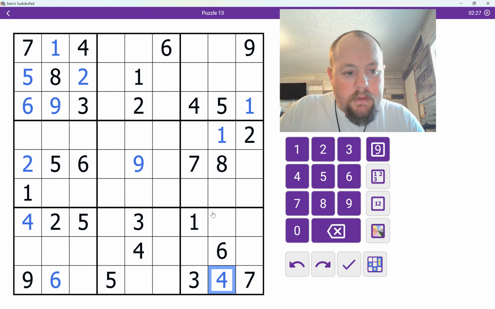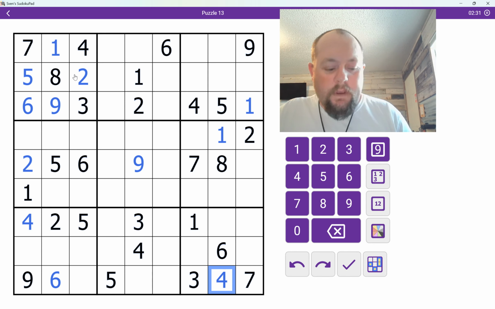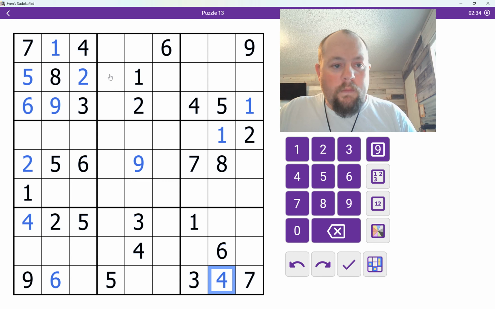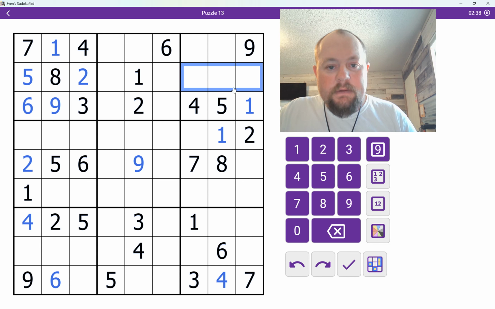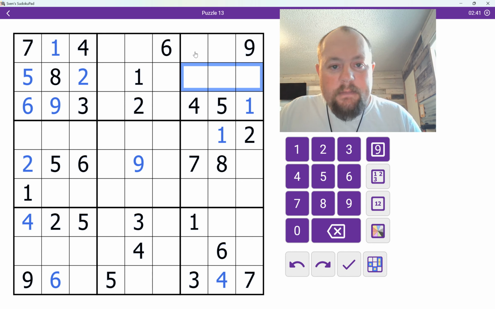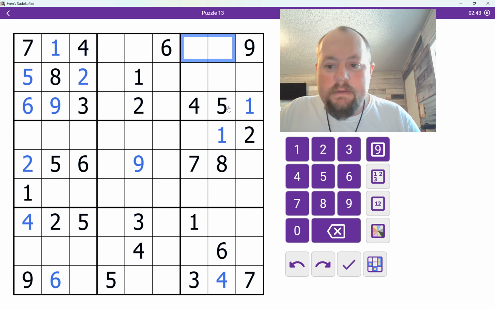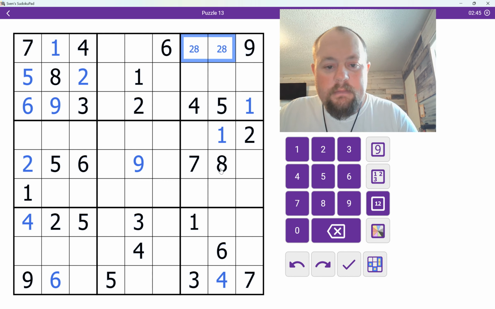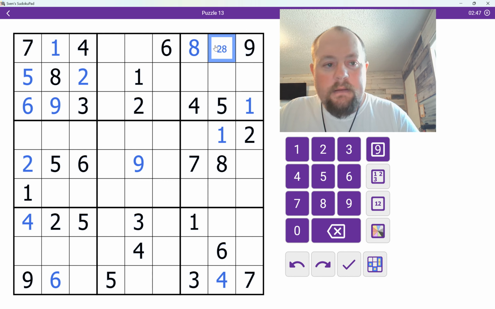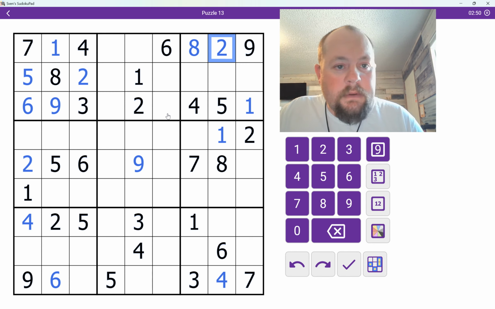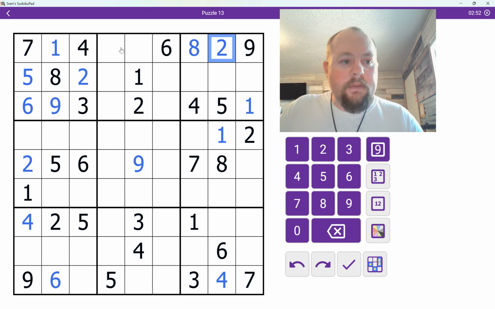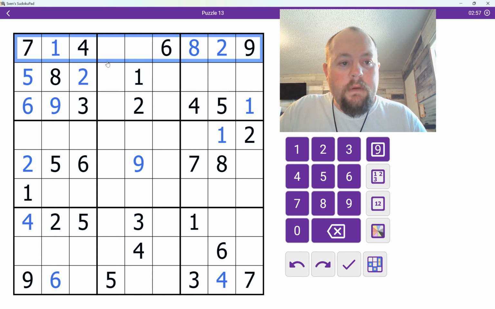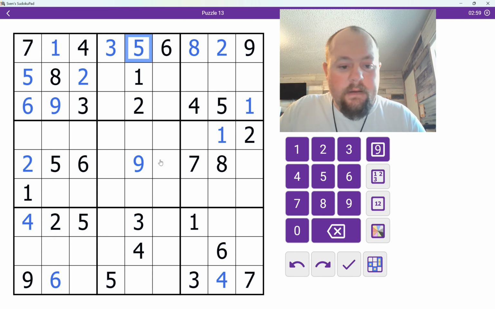Two. Okay, look here. 2 and 8 look across. There's only 2 places for 2 and 8 in box 3, so that has to be 2 and 8. This 8 sees that. 8, 2. Now we're down to 3 and 5, which is resolved in this row. 3, 5.